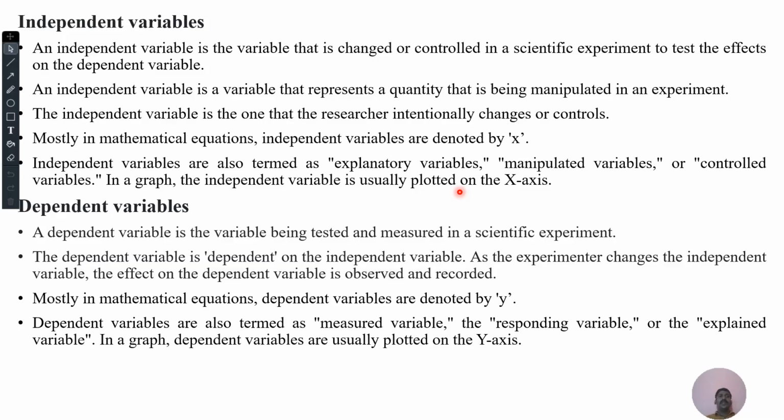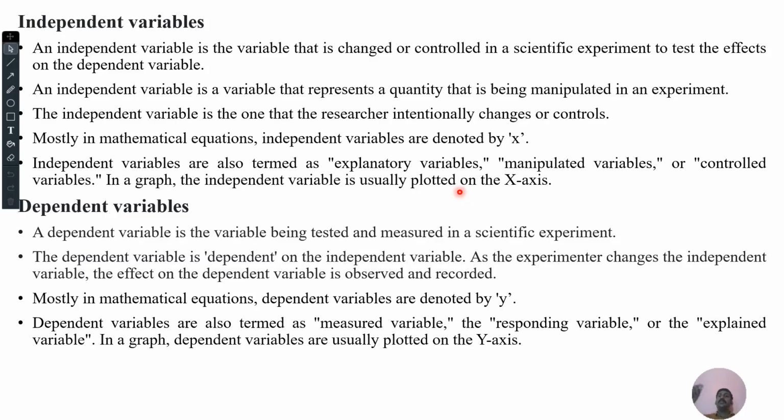Next topic is independent variable and dependent variable. An independent variable is a variable that is changed or controlled in a scientific experiment to test the dependent variable. That is called the independent variable. The independent variable is tested against the dependent variable. The independent variable is a variable that represents the quantity that is manipulated by the experimenter.